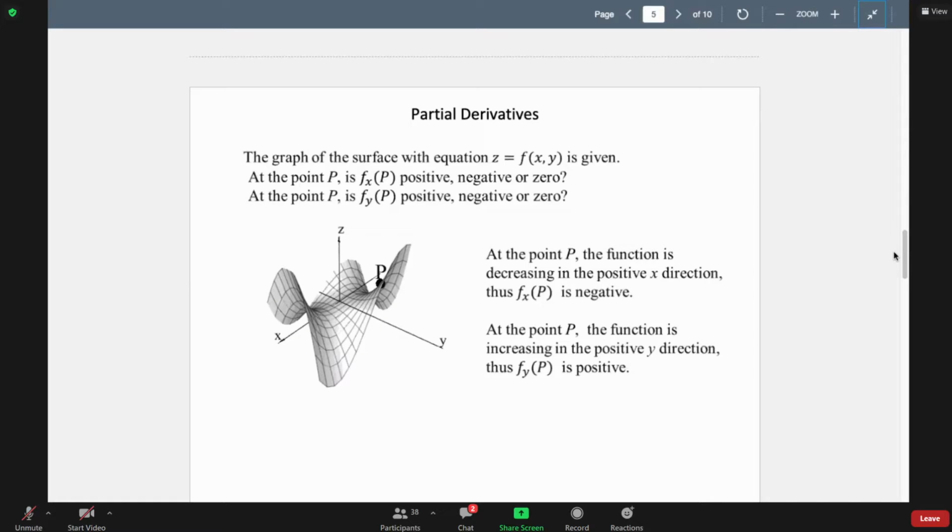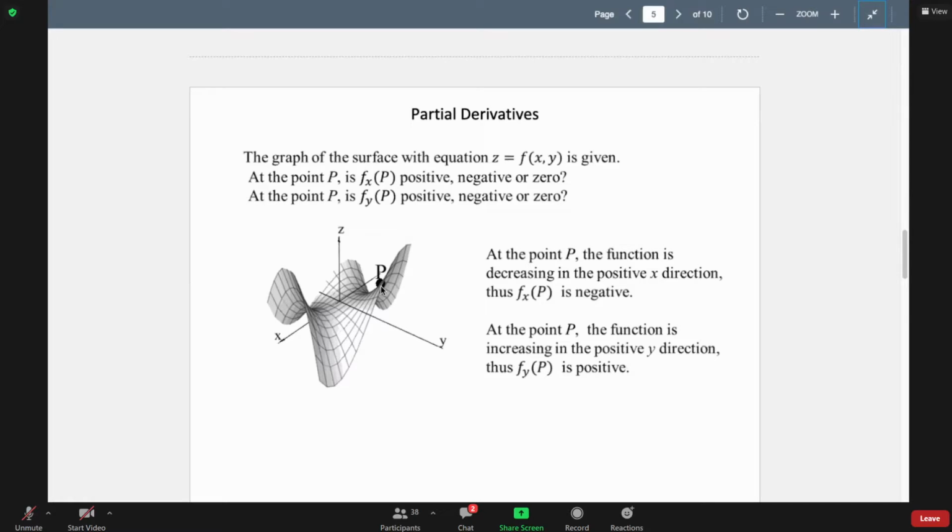Also, we had the slides last time, so here we are trying to guess whether the derivative is positive or negative. And you remember from last semester, if the function is decreasing, the derivative is negative. If the function is increasing, the derivative is positive. So that's what we know from last semester.